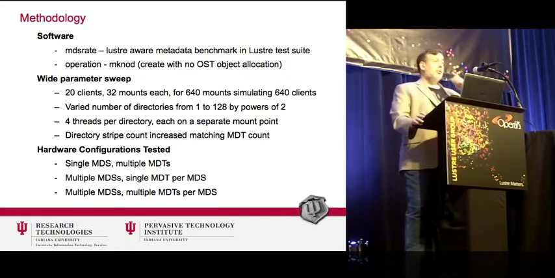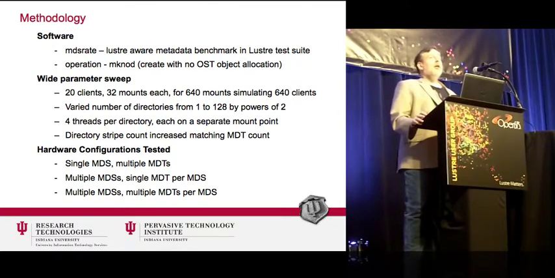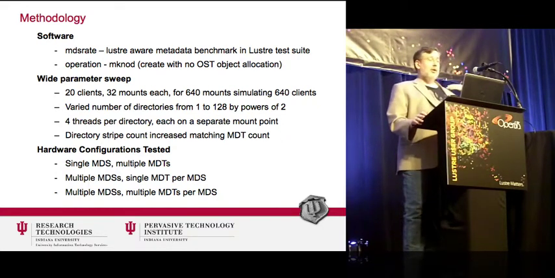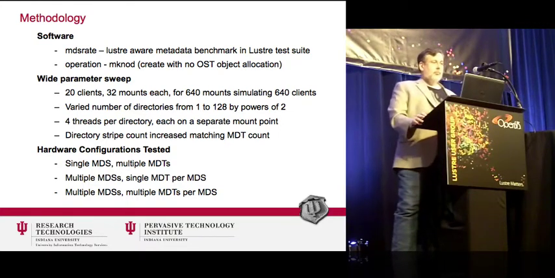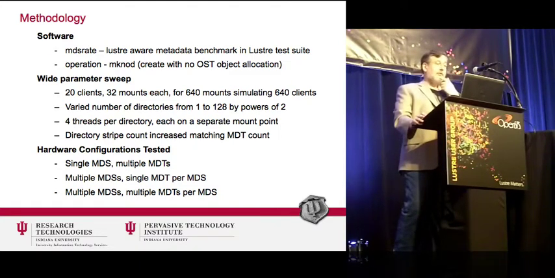We did mknod, stat, and unlink, and the stat and unlink slides will be in the appendix, but we'll just talk about the mknod data today. So we did a wide parameter sweep. We had these 20 Dell clients with 32 mounts each, so we had a total of 640 mounts, and that was to simulate 640 clients.